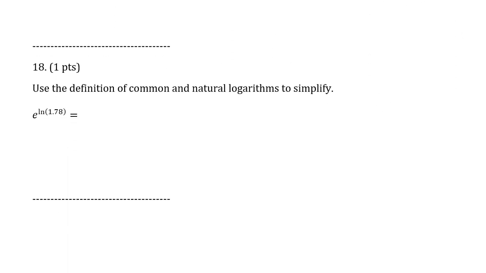Use the definition of common and natural logarithms to simplify. e to the natural log of 1.78. There are two properties in natural logs that are reverses of one another. This says if e and natural log are side by side with nothing in between, not a negative, not a number, not an eyelash, they undo each other, and this will simply give me 1.78. That's it. That's all there is to it. e to a power and natural log base e are inverse operations, and they undo each other.